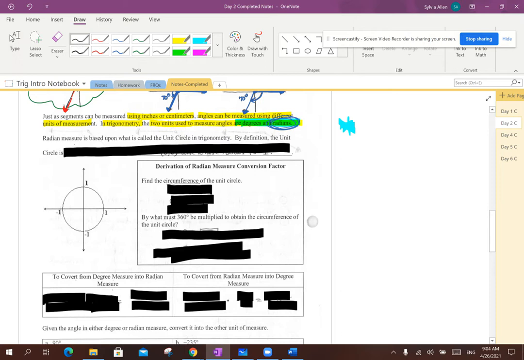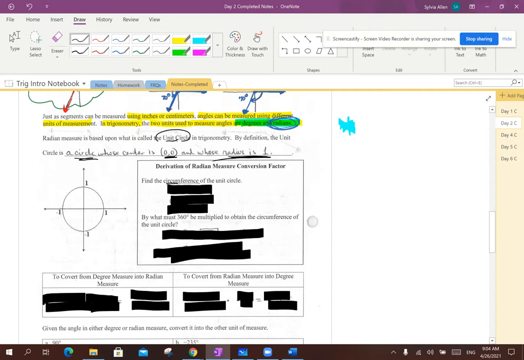All right. So radian measure is based upon what is called the unit circle in trigonometry. By definition, the unit circle is a circle whose center is at the origin and whose radius is 1. Now, if we were in class, we would do a little activity where we actually derive the radians, but for right now, this is what we're doing for distance learning.